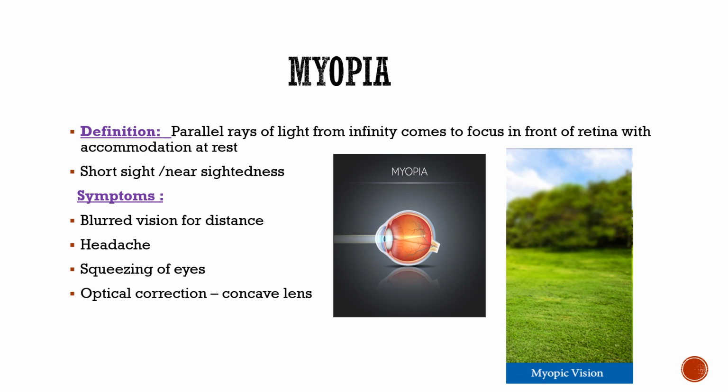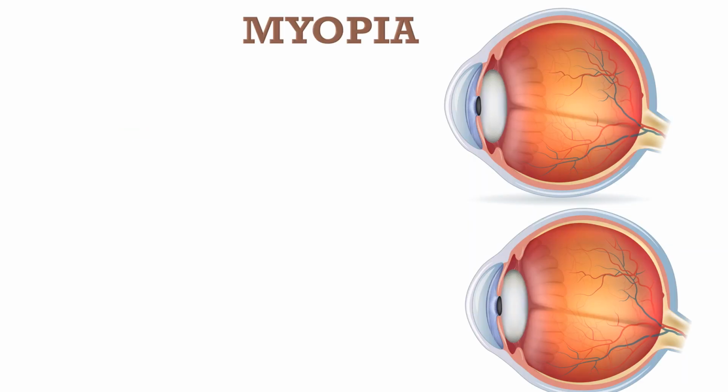The optical correction of myopia is usually the concave lens. In this picture, you see the light from infinity comes to focus in front of the retina. When you place a concave lens, it makes the light focus exactly on the retina, thereby giving a clear vision.